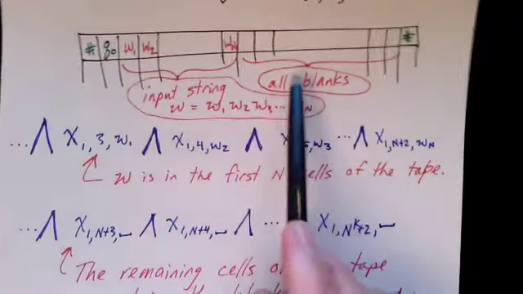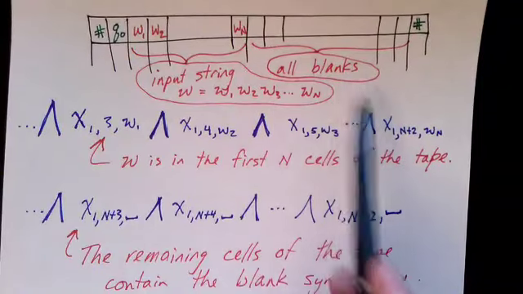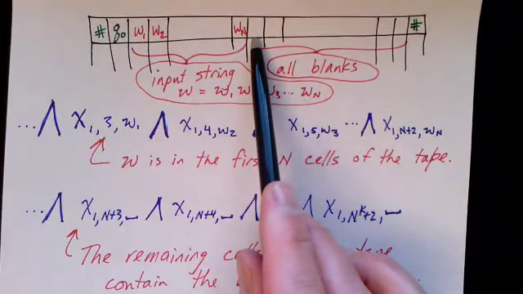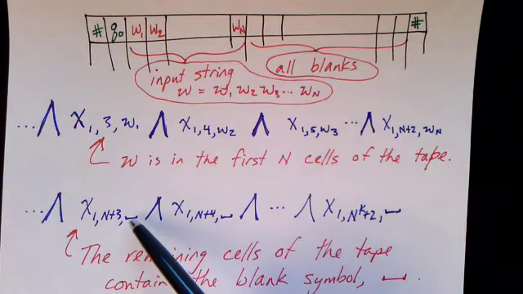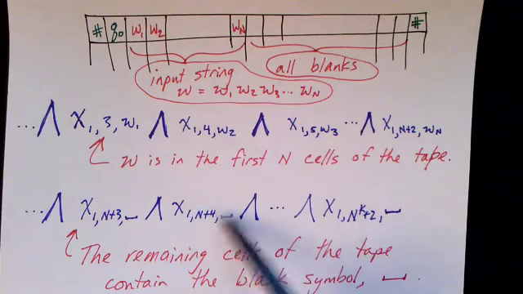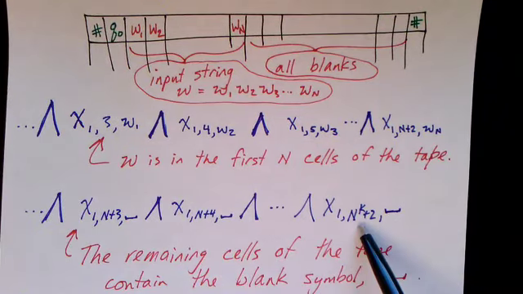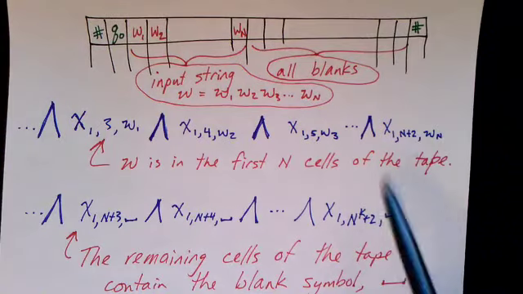The last thing we need for this initial configuration is that the remainder of the tape is all blank. So starting with cell n plus 3, the one directly after this one, the blank must be turned on, in other words, the variable that says it contains a blank must be true, and so on for the remaining cells all the way out to the last. Should this be 2 to the k plus 3 maybe? Yeah, but in any case, all the way out to 2 to the k plus 2. All of those should be containing blanks.